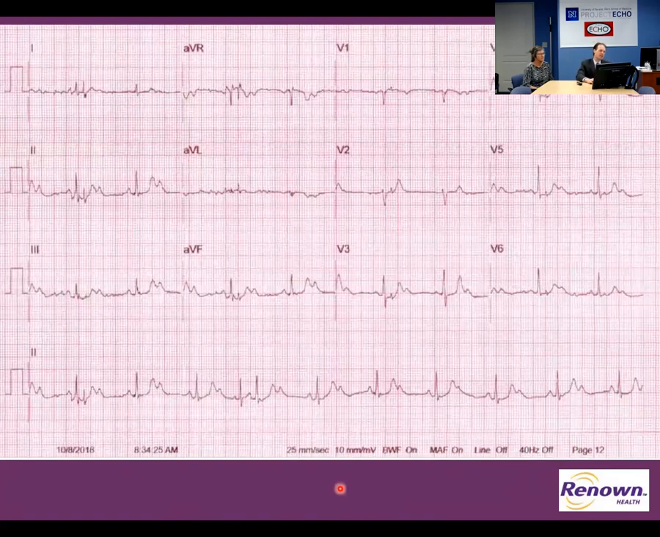because Mobitz 2 means there's balanced infranodal conduction system disease. But in either case, this happened on a treadmill, and that should not be the case. Your AV conduction should be more rapid. So I think this person also ended up with a device.